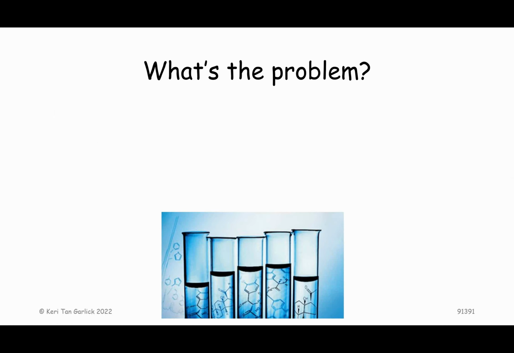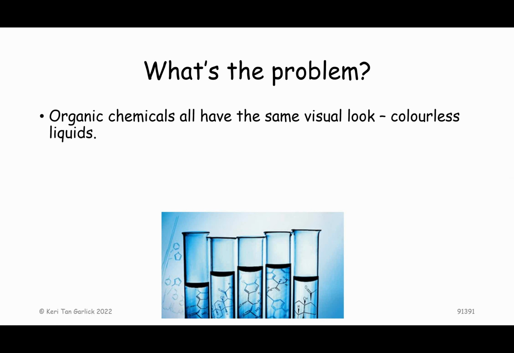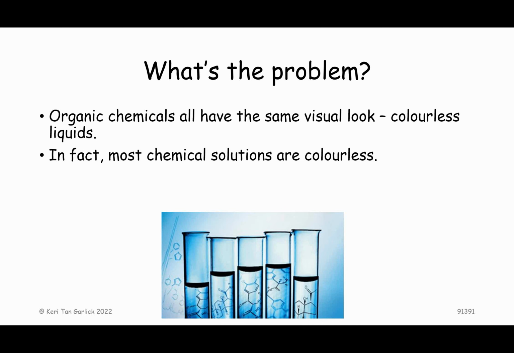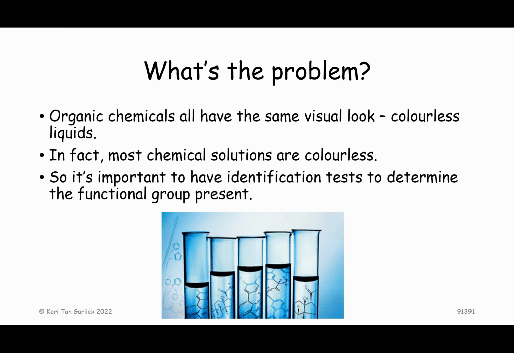organic molecules. So something to consider when we're dealing with organic chemistry is that the organic chemicals all have the same visual look. They're all colorless liquids, so it's really hard for us to distinguish what we are dealing with just by looking at it. And in fact, most of the chemicals you will come across are going to be colorless solutions or colorless liquids, and we need a better way of trying to figure out what's what. And that's where these identification tests come in.